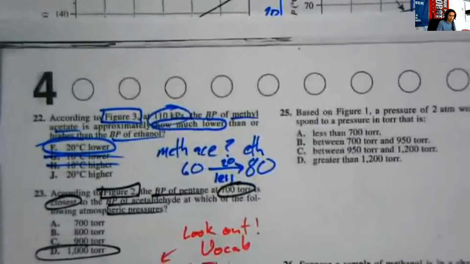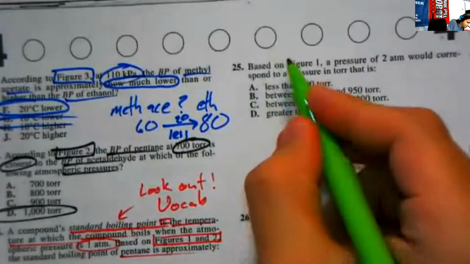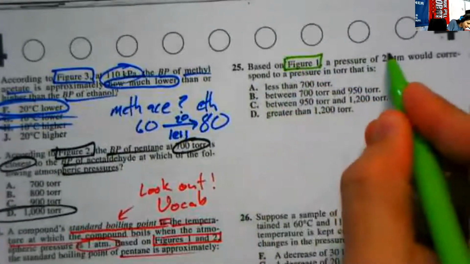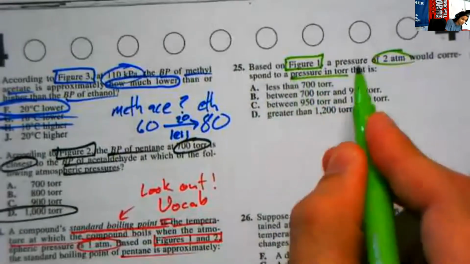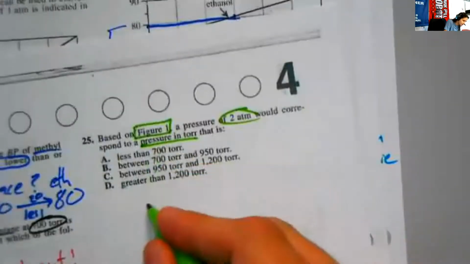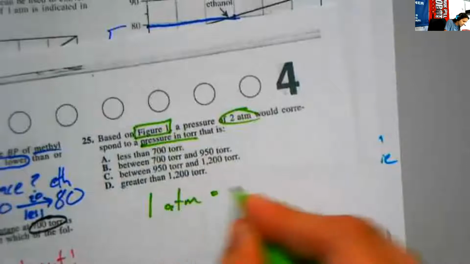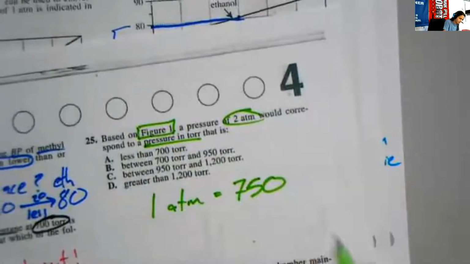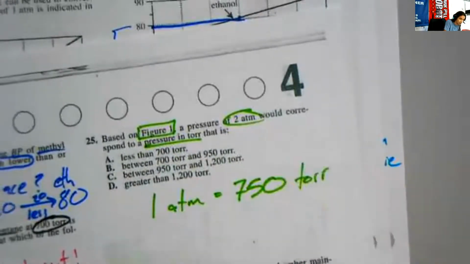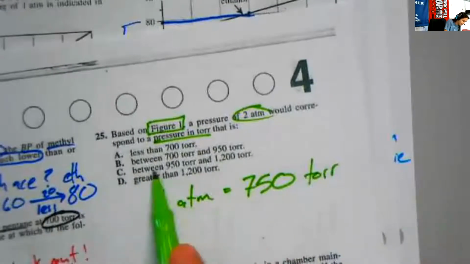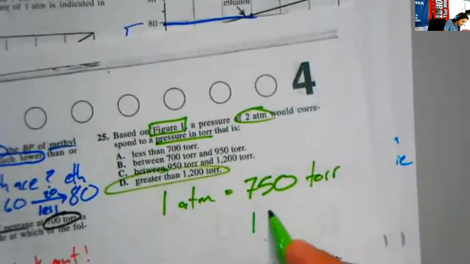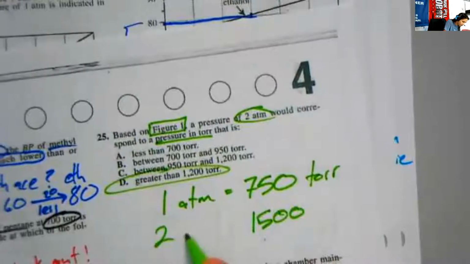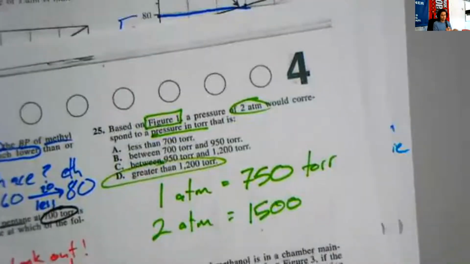25, all right. Based on figure 1, pressure of 2 ATM would correspond to a pressure in torr. Oh, we just found that. We just found that 1 ATM was 750 torr. So 2 ATM, we can double. That's going to be 1,500 for 2 ATM.